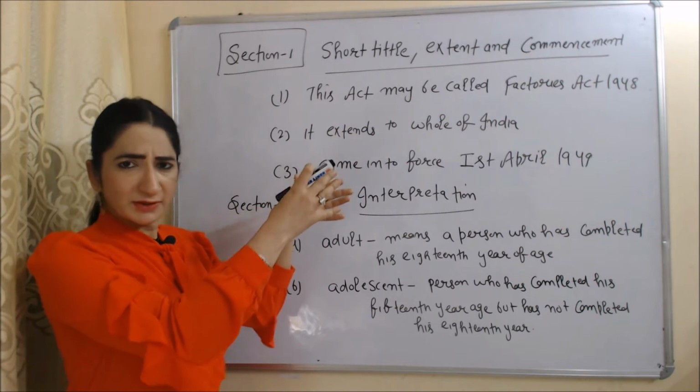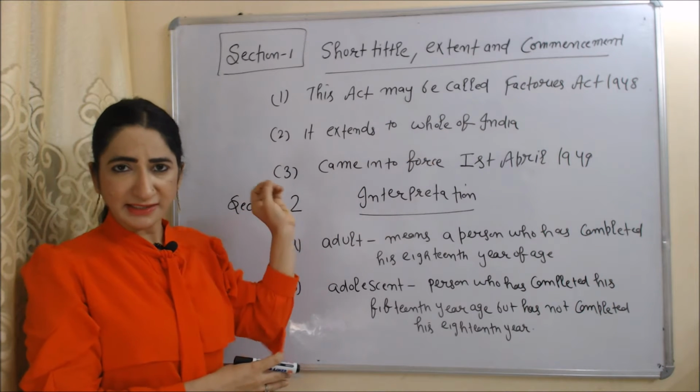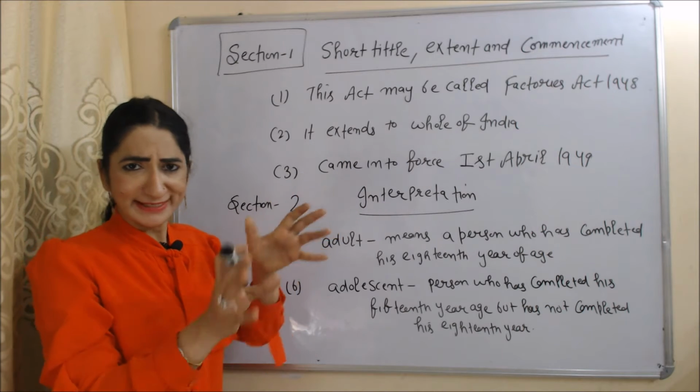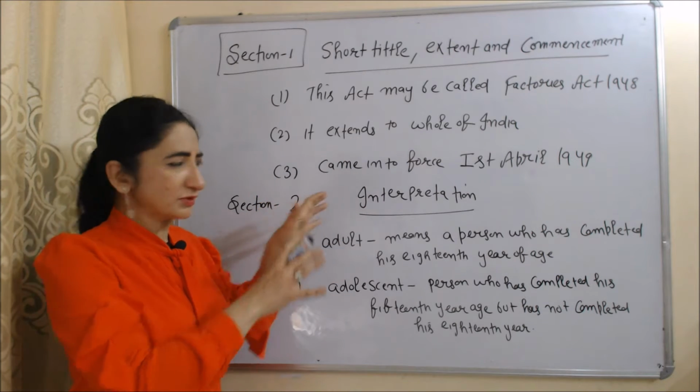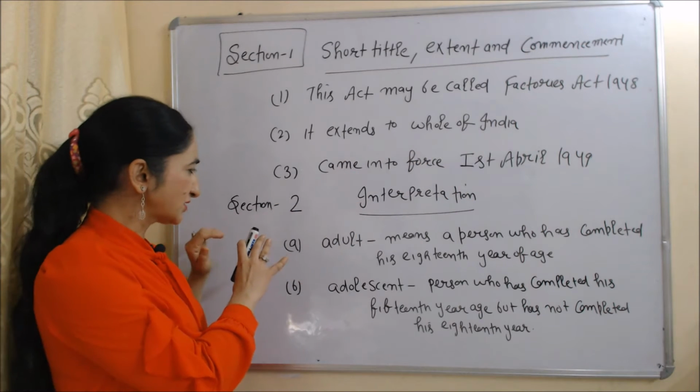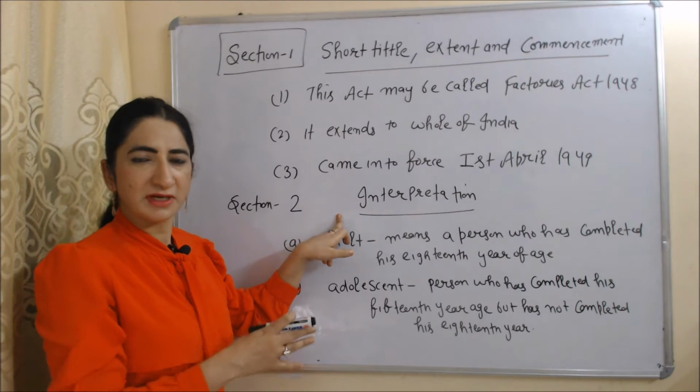Section 1, short title, extent and commencement. This act may be called Factories Act 1948. This act extends to whole India and came into force on 1st April 1949.